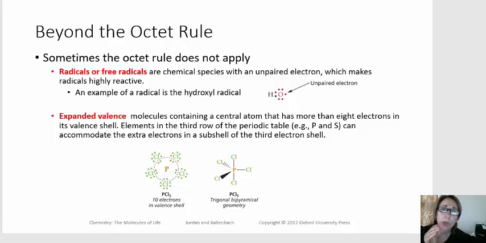The octet rule is an incredibly important rule in chemistry in helping us determine Lewis dot structures, and once we have Lewis dot structures, we then can predict molecular geometry. However, there are exceptions to the octet rule that you need to be aware of. First, we know that hydrogen is always an exception to the octet rule.